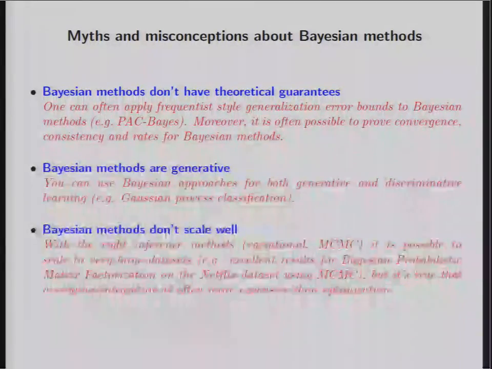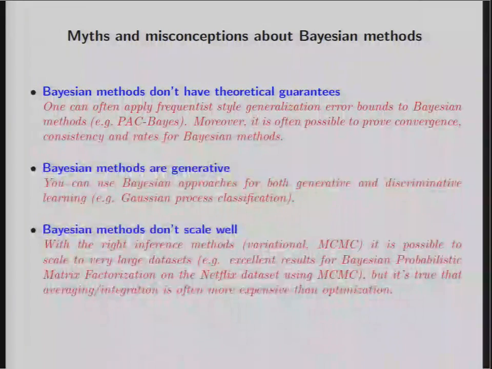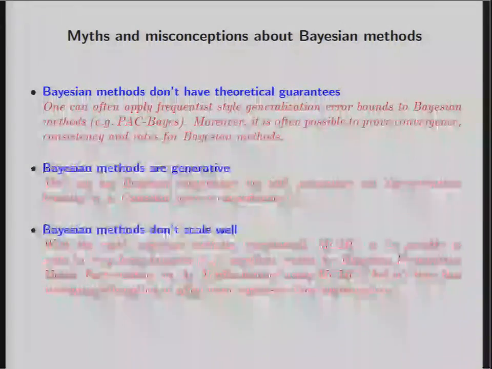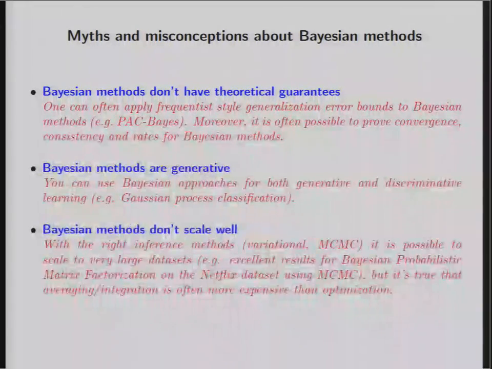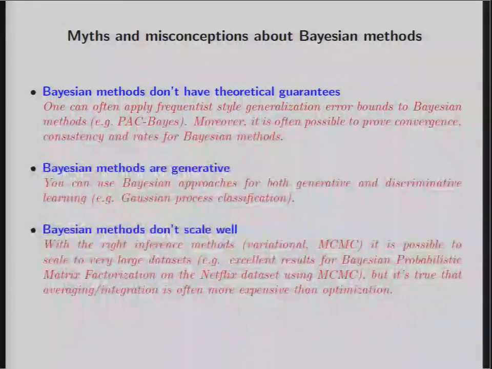Bayesian methods don't have theoretical guarantees. Well, it's more like most Bayesian papers don't have a lot of theorems in them, because they appeal to general theorems that are there implicitly. It's also true that you often see Bayesian methods run on very small problems rather than on very large problems.